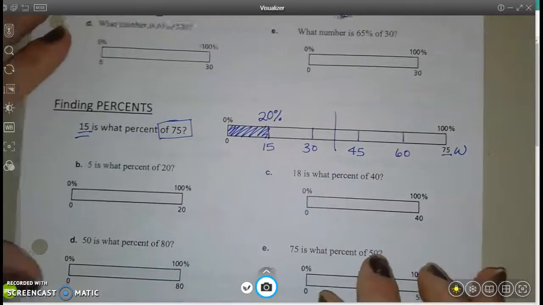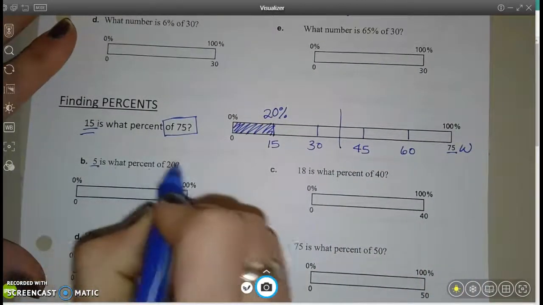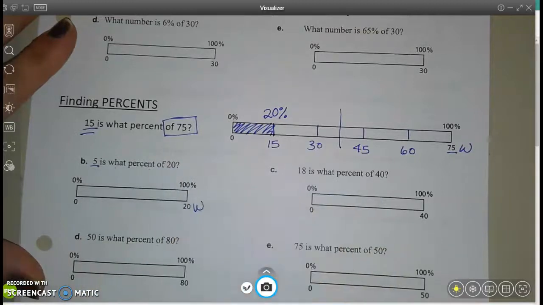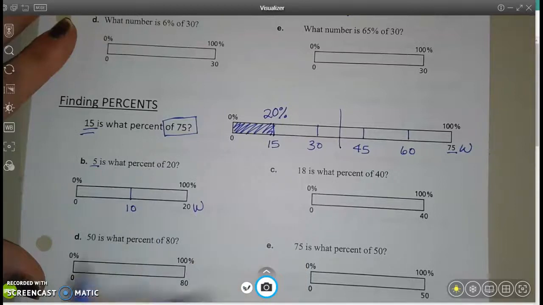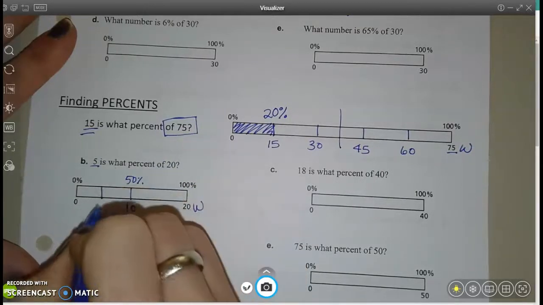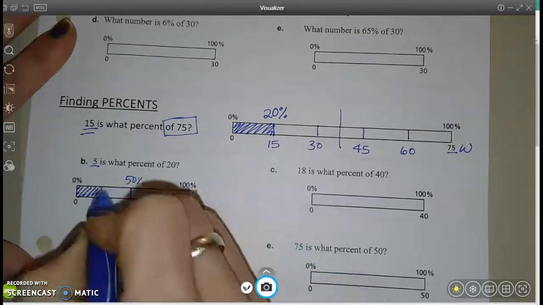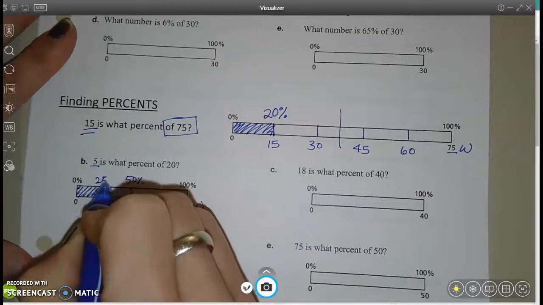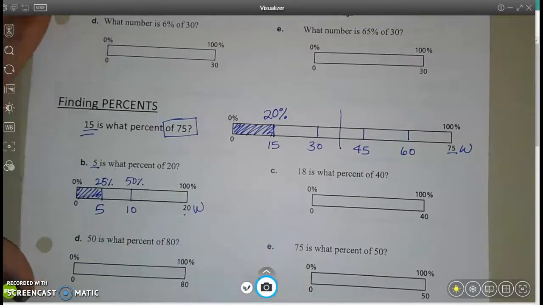All right, I'll do another one here. 5 is what percent out of 20? So 20 is my whole. Well, I know 10 would be half, 50%. 5 would be half of that. So maybe you recognize here that 5 is 25% of 20. A quarter of it is shaded in.